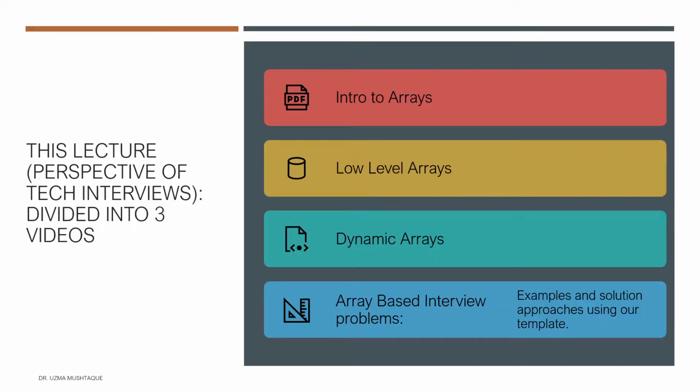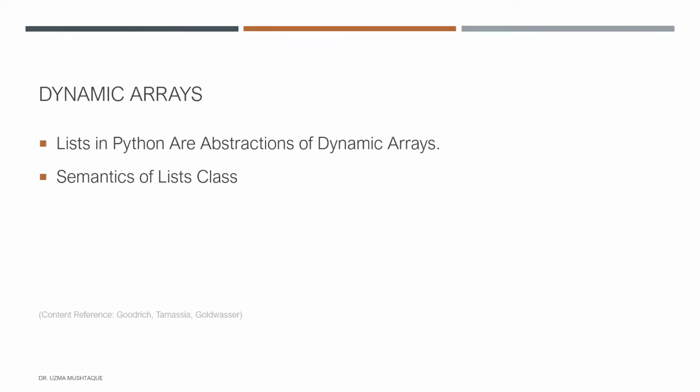In this video, we are talking about dynamic arrays and amortization. So we discussed intro to arrays and low-level arrays in the previous video. Now we are moving on to dynamic arrays. If you're familiar with Python, which most likely you are, lists in Python are abstractions of dynamic arrays, or rather a representation of the dynamic array type.